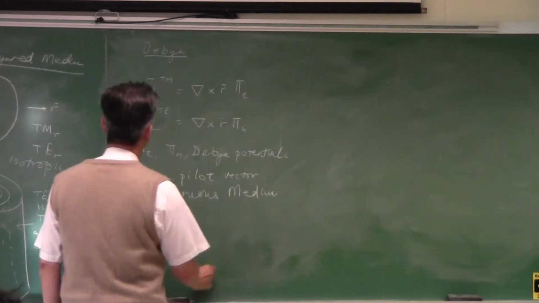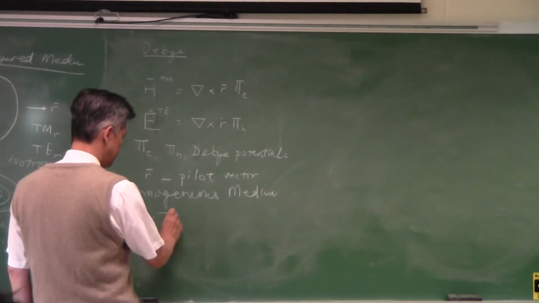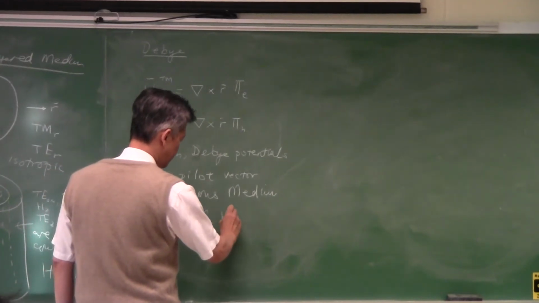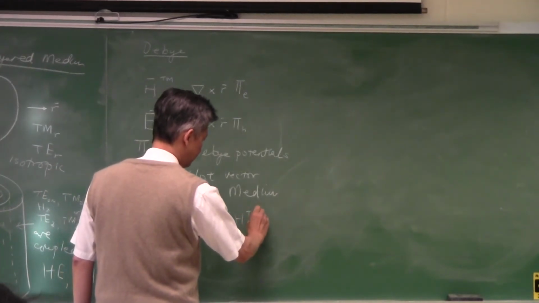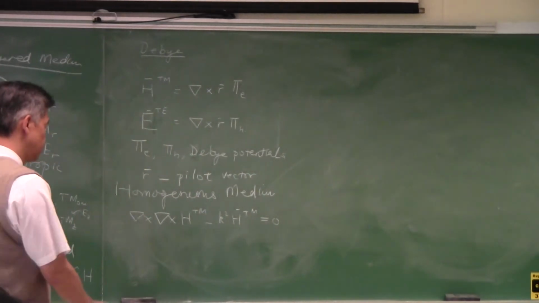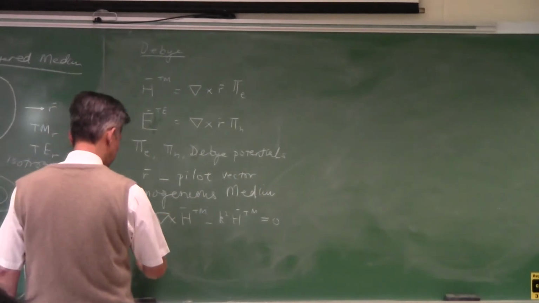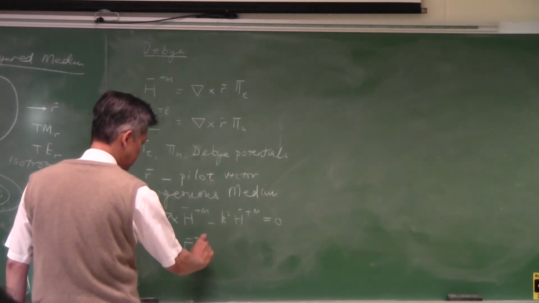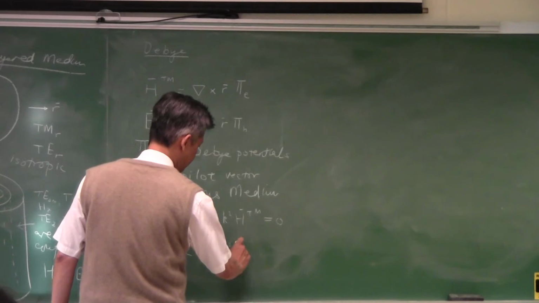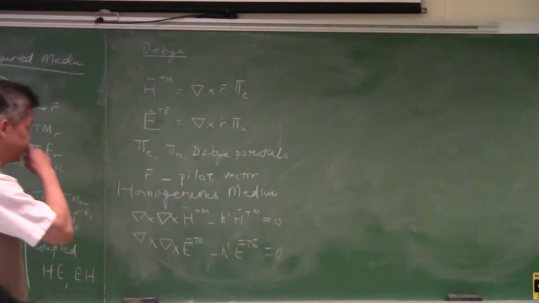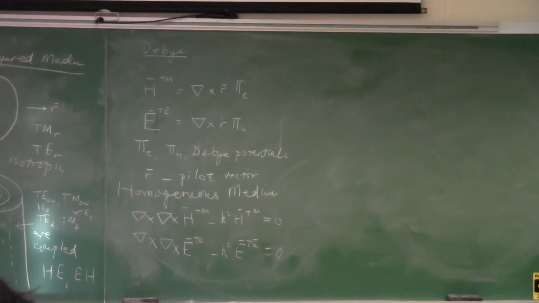This must be true, that curl cross curl of H_TM minus k squared H_TM must be equal to 0. And that curl cross curl of E_TE minus k squared E_TE must be equal to 0. This must be true. Right? This has to be true.